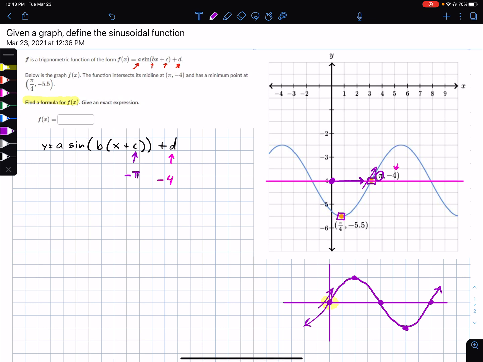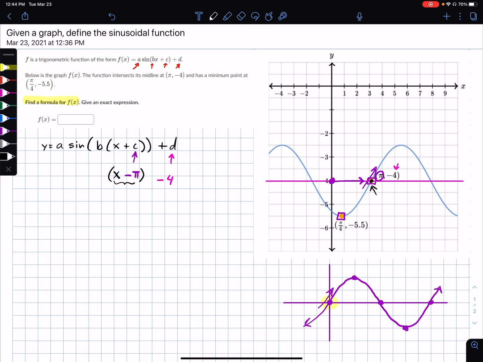Remember, horizontal shifts, the signs are kind of counterintuitive. So if you're shifting to the right, you're taking it away. It's a compensating value for the shift to the right. In other words, if I put pi in for this thing, it would zero out this internal layer here and bring me back to the midline.